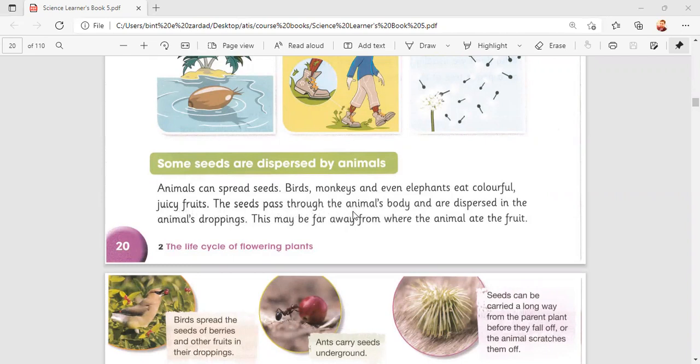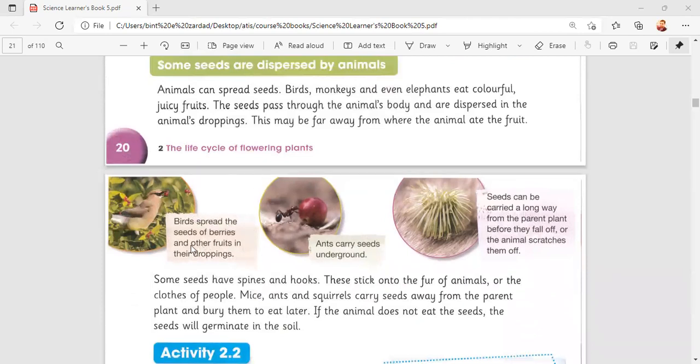The seeds pass through the animal's body, and the seed has a hard surface, so it cannot be digested in the stomach of a bird or any animal. So the seeds come out in the animal's dropping. The seeds pass through the animal's body and are dispersed in its dropping, which may be far away from where the animal ate the fruit.